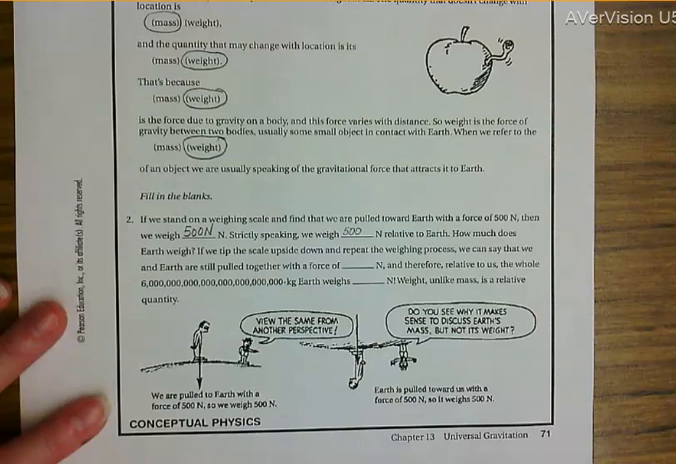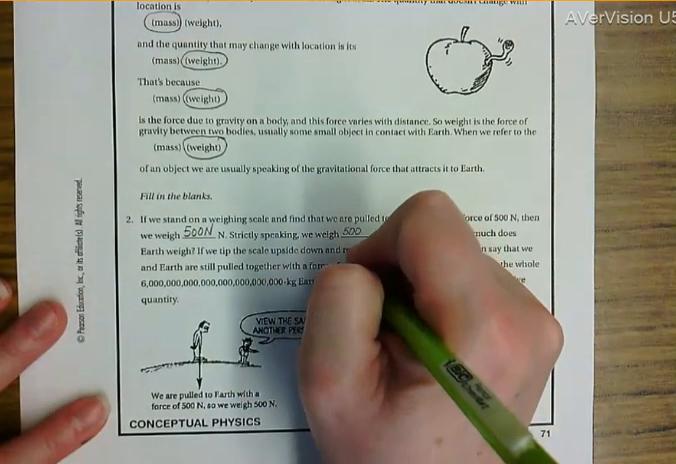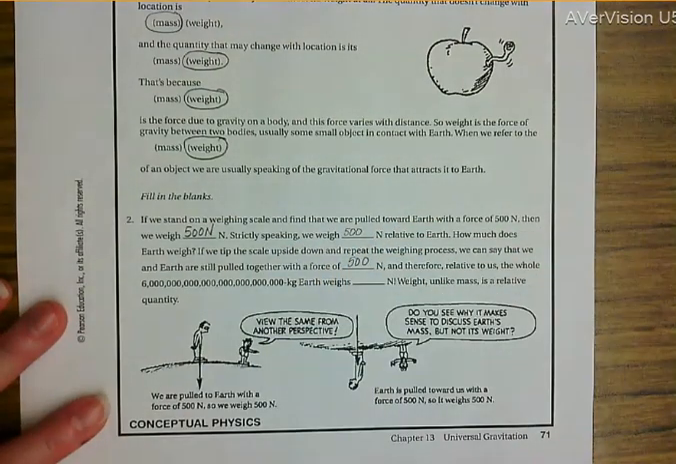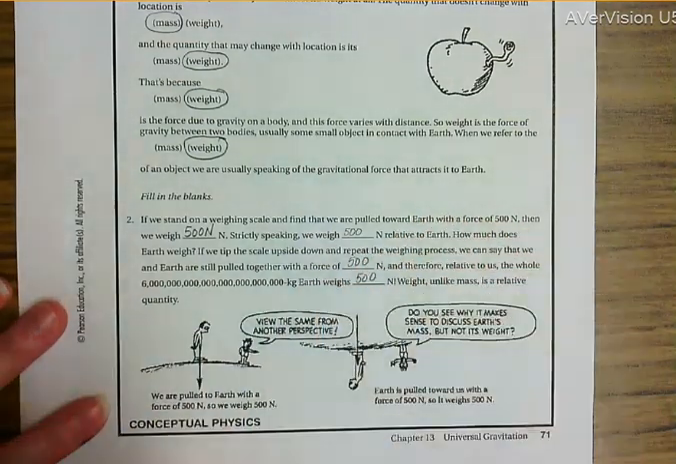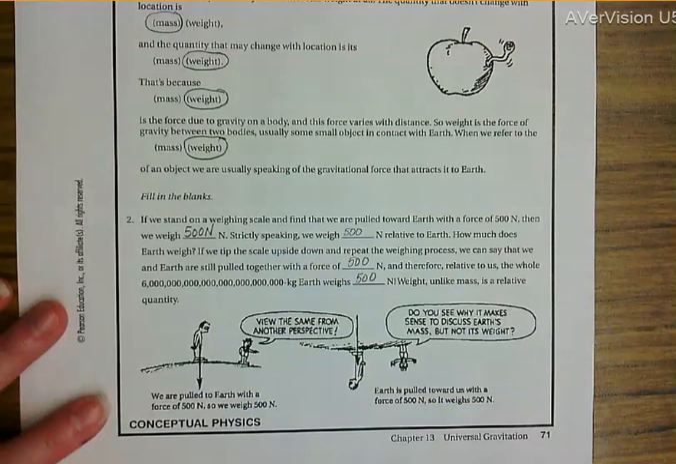If we tip the scale upside down and repeat the weighing process, we can say that we and Earth are still pulled together with a force of 500 newtons. And therefore, relative to us, the whole huge mass of Earth weighs 500 newtons. Weight, unlike mass, is a relative quantity. So, again, we are pulled to the Earth with a force of 500 newtons, so we weigh 500 newtons. Earth is pulled towards us with a force of 500 newtons, so it weighs 500 newtons.